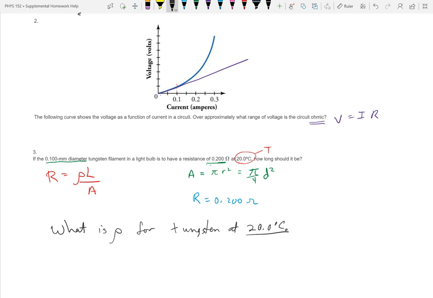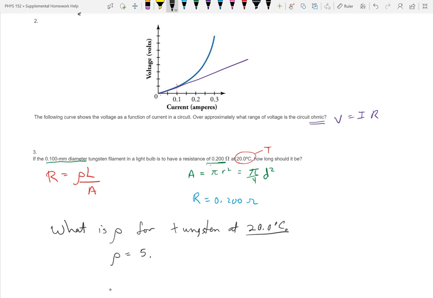Then would you use this equation instead? If they gave you rho at like 0 degrees Celsius, yes, but you'll probably find rho at 20 degrees, and then you don't need that. So it's resistivity of tungsten. Got it. It's 5.6 times 10 to the -8. At what temperature? At 20 degrees Celsius.